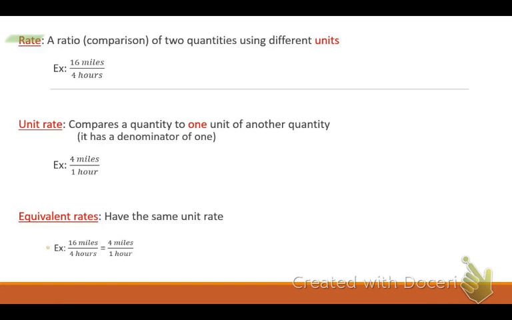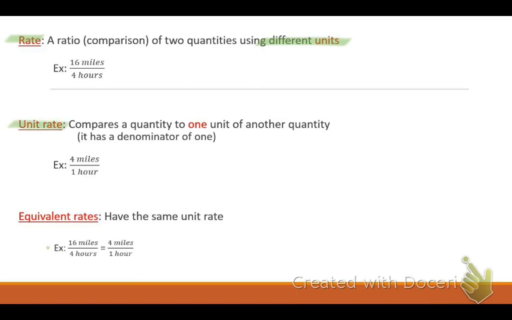A rate is a comparison using different units. That's the difference between a ratio and a rate. They are both comparisons of two quantities, but a rate is in different units. You see an example right here. You can stick with the bike example. I rode 16 miles in 4 hours. 16 miles in 4 hours.